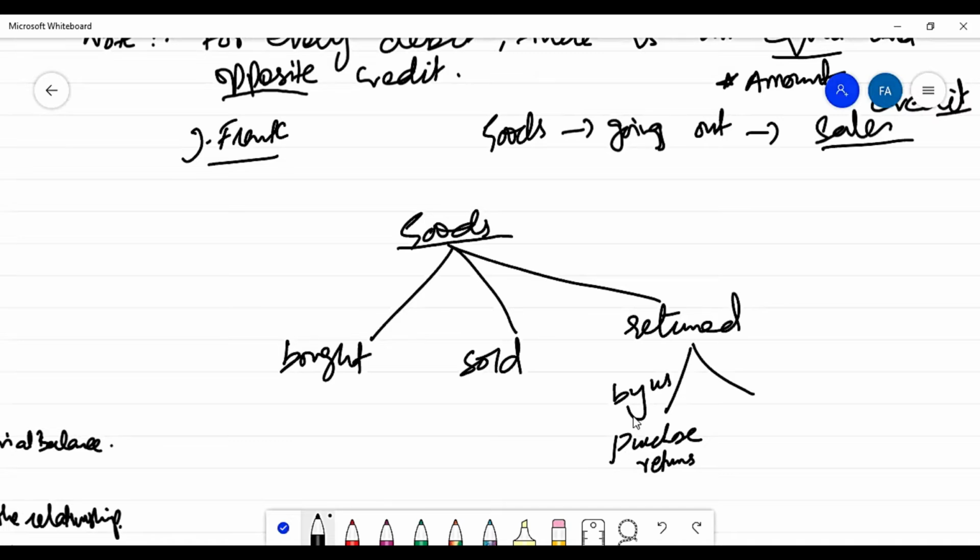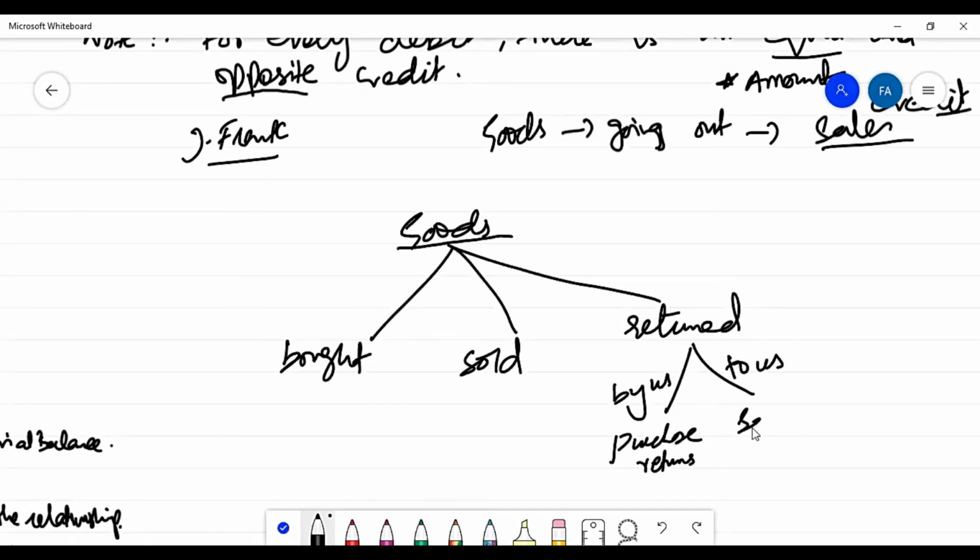But sir, if nothing is mentioned, it is written that we have returned goods to a supplier. So the supplier would be debited. Returned by us, returned to us, that can be another situation because we are also a business. Maybe some person returned goods to us. So when they are returning goods to us, goods are coming inside the business.